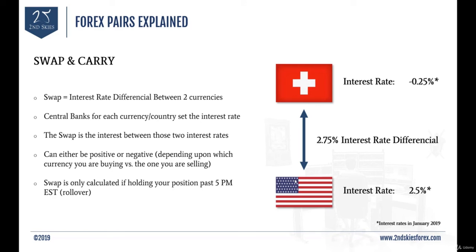However, if I believe the US dollar is going to gain in value versus the Swiss franc, then I would be buying the US dollar, and therefore I'm gaining the positive interest because I'm buying the currency with the higher interest rate. So every single day that I hold that trade past 5 p.m. New York, I am gaining interest rate carry or swap. So this is how you can make two incomes when trading Forex. You can make an income on the direction of the trade going in your favor, and you can make an income on the interest rate differential.